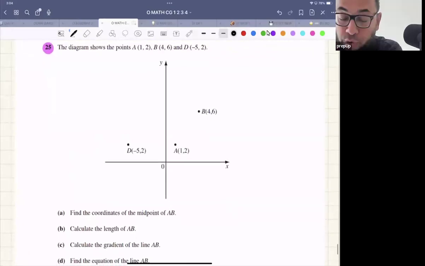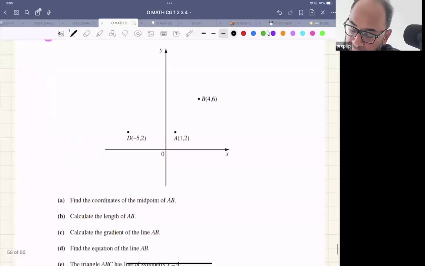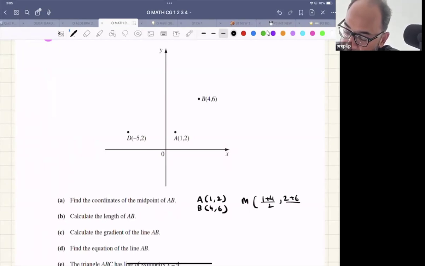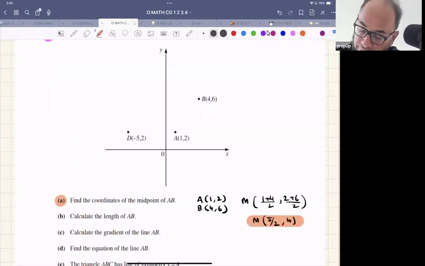Question number 25, the last question for today. And the chapter. Finally, we are done with coordinate geometry. The diagram shows the points A (1, 2), B (4, 6), D (minus 5, 2). Find the coordinates of the midpoint of AB. So first part, that is the midpoint of AB. A is (1, 2), B is (4, 6). Therefore, midpoint is (1 plus 4) divided by 2, (2 plus 6) divided by 2: 5 over 2 and 8 over 2 is 4. That is the coordinate of the midpoint. So this thing is done. Part A, that is this.